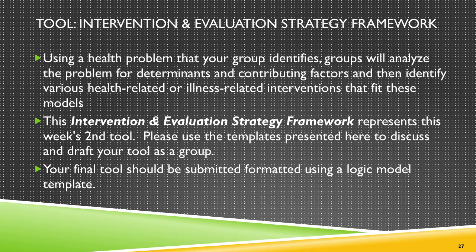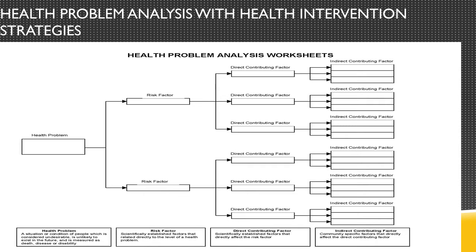So we're now ready to develop our tool, an intervention and evaluation strategy framework. You develop it as a group, and then you'll also submit this tool individually for a grade. So using a health problem that your group identifies, groups will analyze the problem for its determinants and contributing factors, and then identify various health-related or illness-related interventions that fit these models. Following these tool guidelines are templates for you to use to discuss the draft your tool is going to use as a group, and you can draft your tool as a group.